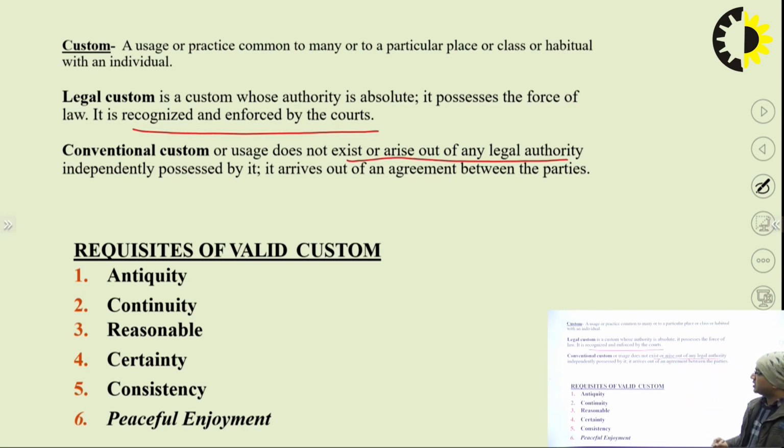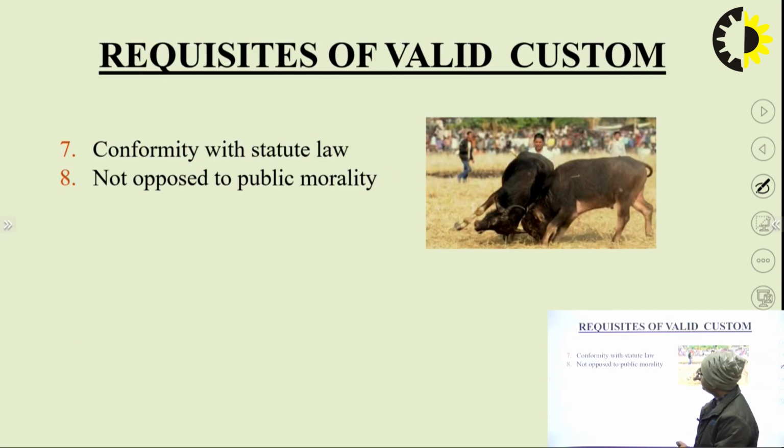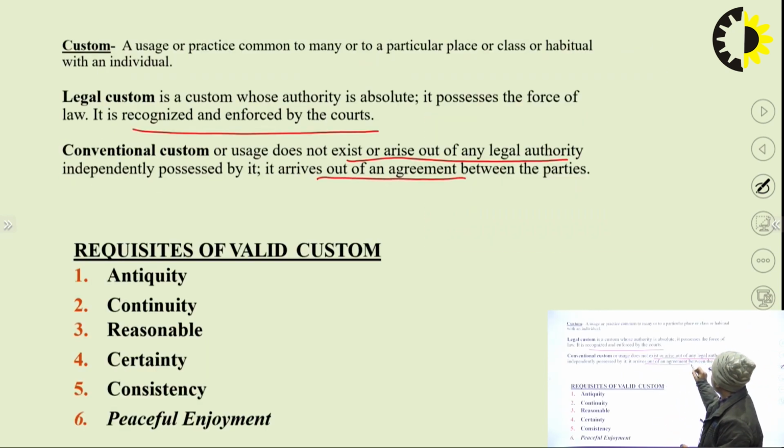Second one is the conventional customs, or the usage that does not arise out of any legal authority, but arises out of an agreement between the parties. The parties have made an agreement between each other, and in case one of the parties violates the agreement or the terms and conditions, the other party may approach the court.